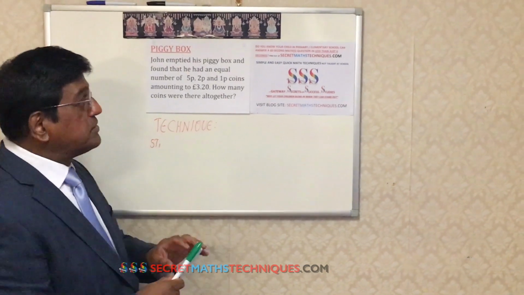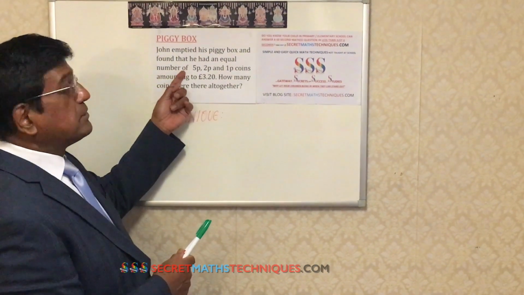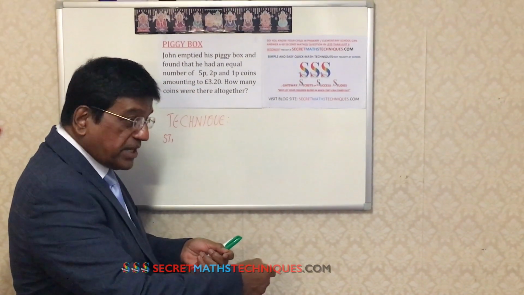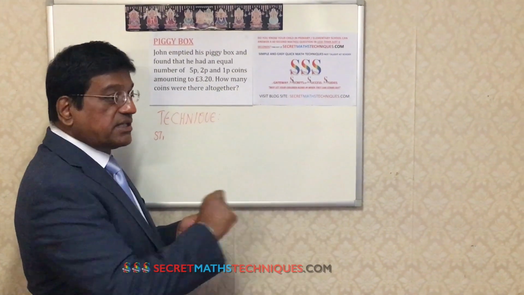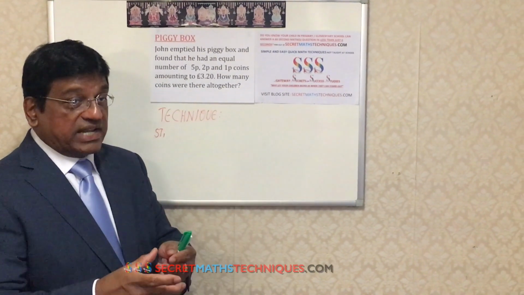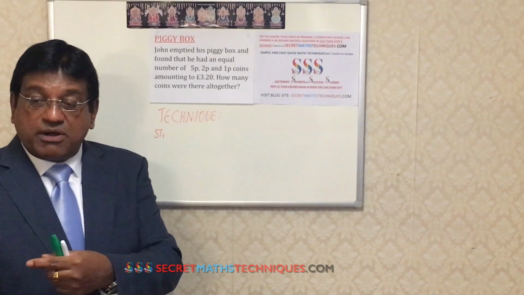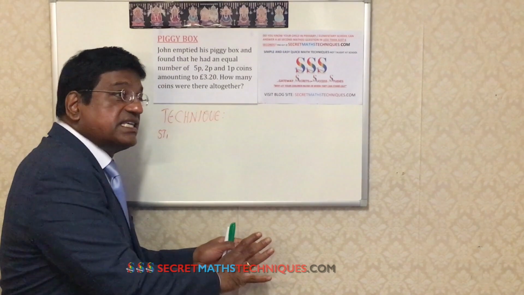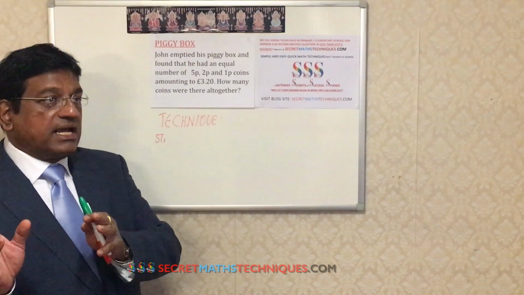He counted and found the same number of 5p coins. If it is 20, it is 20. Then another 20 of 2p coins, and another 20 of 1p coins. This is only for example. It's the same number of coins for each of 5p, 2p, and 1p.